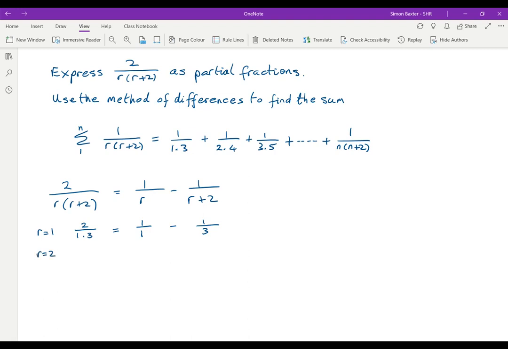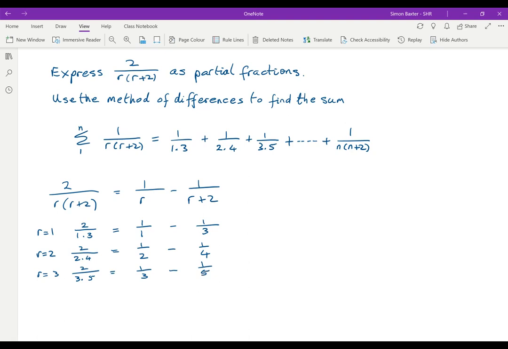R equals 2. On the left-hand side, I get 2 over 2 times 4. Put r equal to 2. 2 plus 2 is 4. Keep your eyes open while you're doing this to see if you can see anything which helps. R equals 3. 2 over 3 times 5 is 1 over r is 1 over 3 minus 1 over r plus 2 is 1 over 5.